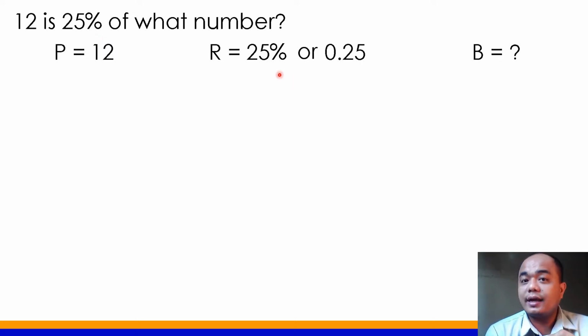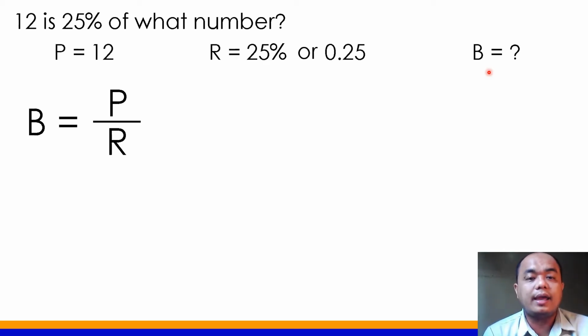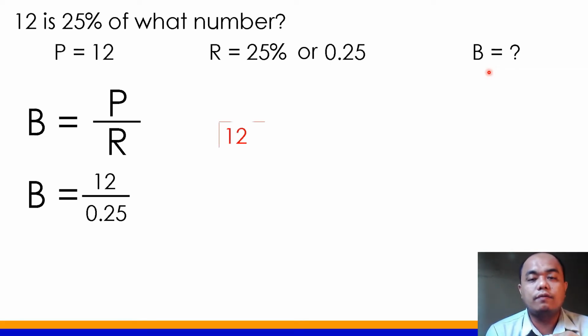Yung 25%, class, can be written also as 0.25. No? Kasi magsosolve tayo later on, we will use this number para makuha natin yung tamang sagot. We are to solve for the base here, and for us to do that, let us use this formula. Base is equal to percentage divided by rate. So, let us substitute, class. Yung percentage natin ay, of course, that is 12, and then over rate, which is 0.25. Okay? So, of course, let us solve now 12 divided by 0.25.